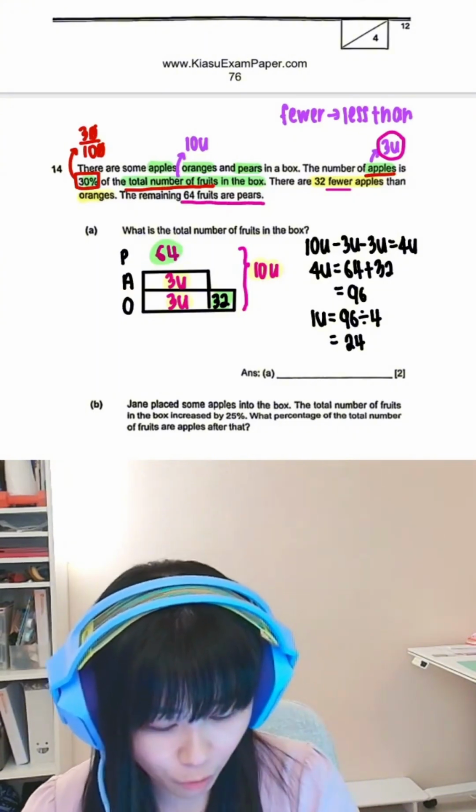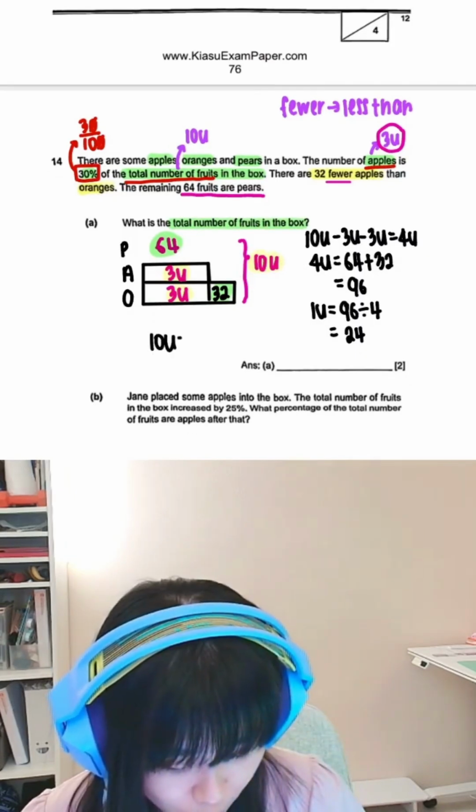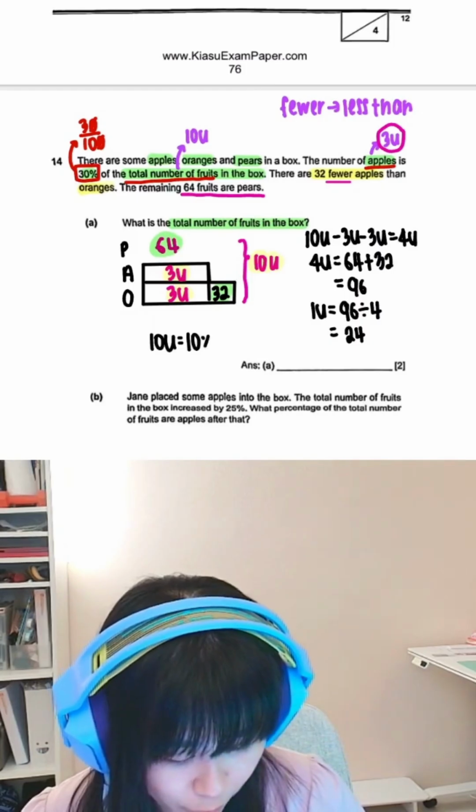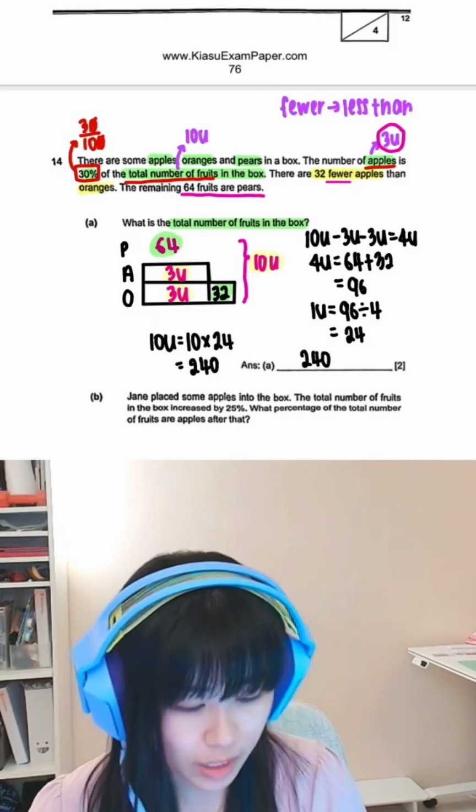Total number of fruits in the box. Total number is 10 units. 1 unit is 24, so 10 units is 10 times 24, which is 240. So I hope you all can do this PSLE question now.